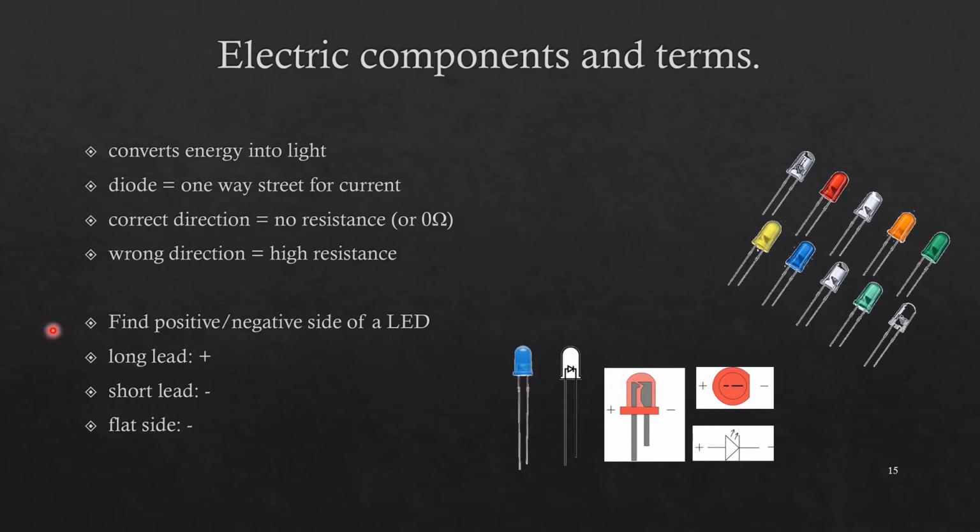To find the positive and the negative sides of the LED, the long side is the positive and the short side is the negative. And if you look at it from the top, you can see that the bigger dash right here is the negative and the smaller dash is the positive. Also, there is a flat side. The flat side indicates that this is the negative side.